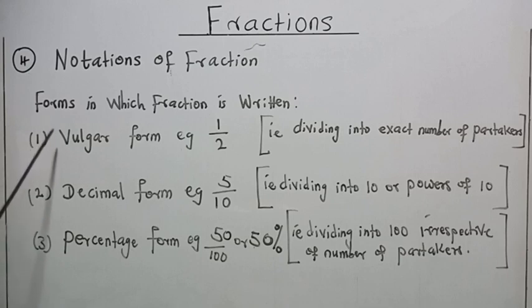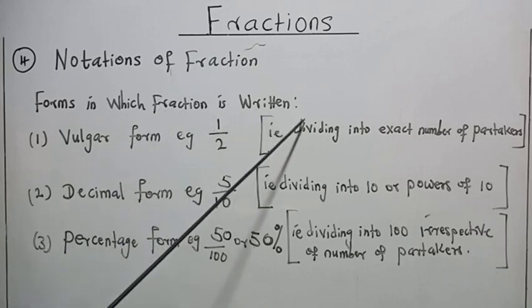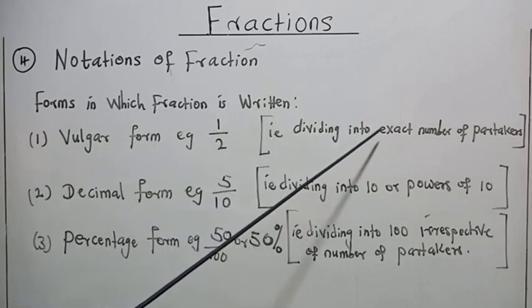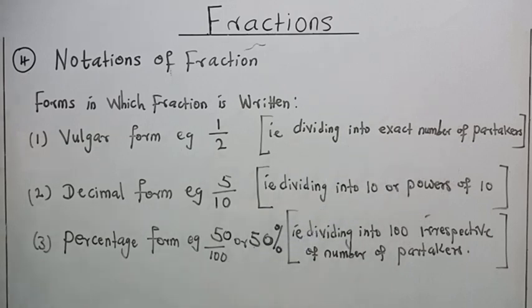The first is the vulgar form. What does it mean? It means dividing one thing into the exact number of partakers. Example is 1/2. There are 2 persons to share from 1 orange, and we divide the orange into 2 equal portions. Because we divide the orange into the number of persons that we share from it, we call it the vulgar form of a fraction.